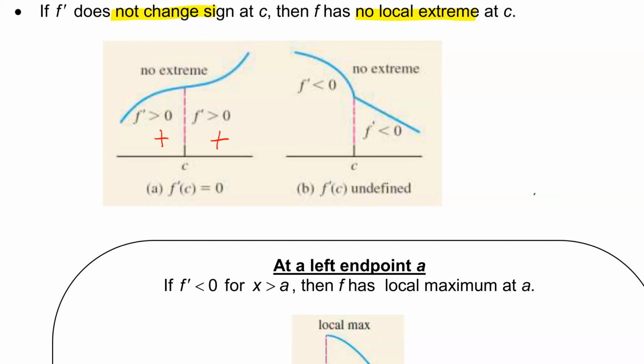And on the right side, I have a negative slope. Slope here is just the derivative. So no change means no max or min.